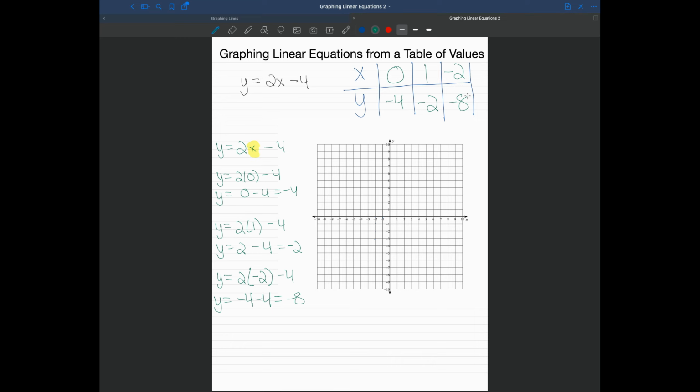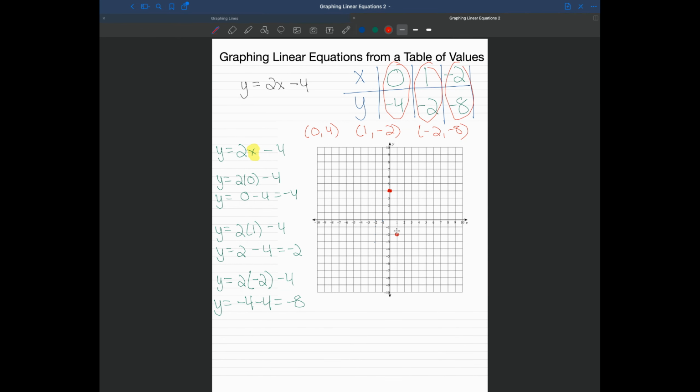So now, once you have your points, you filled in your table, you can go ahead and write your points. So your points are 0, 4, 1, -2, and -2, -8. And we're going to go ahead and graph them. So 0, 4, we don't move left or right at all, we just go up 4. We have 1, -2, so we're going to move to the right 1, down 2. And -2, -8, we're going to go left 2.